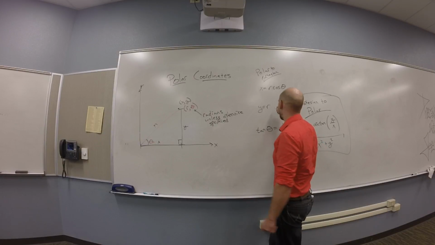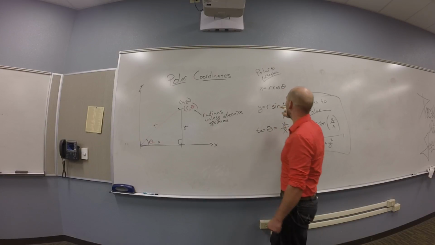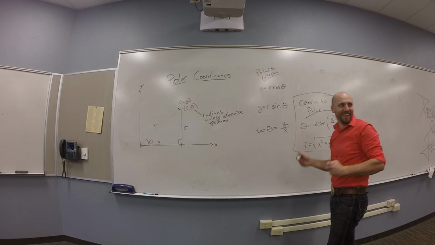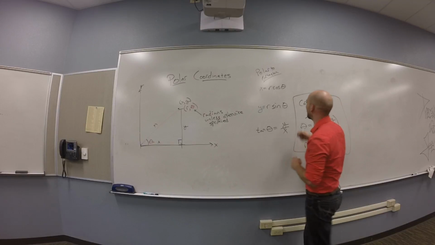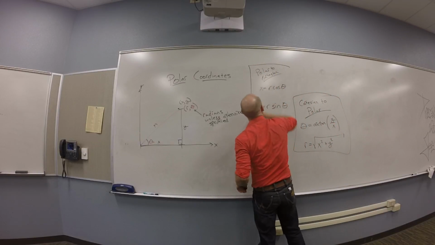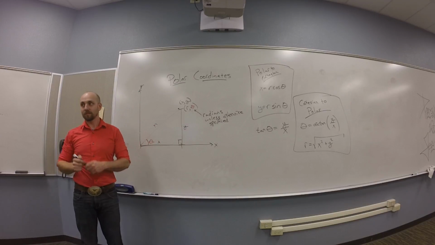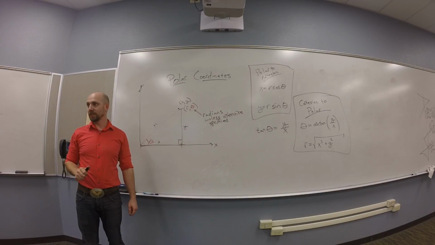Y equals r sine, that's what I meant. It's sine because it's the opposite side, right? And then the hypotenuse is r. Got it. Cool. No worries. Okay, so there's your conversion factors between polar and Cartesian. Cool? Questions, things on this?